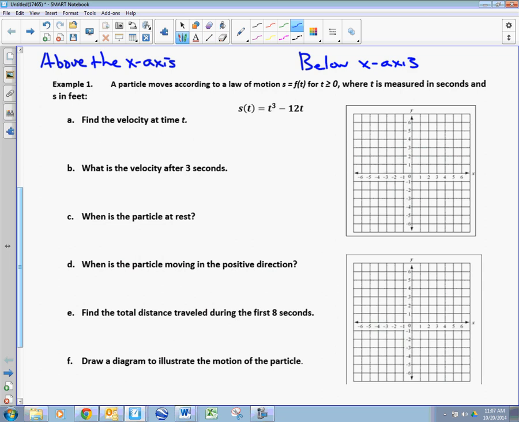Find the velocity at time t. Let's write that expression right now. V of t would be equal to what? 3t squared minus 12, because velocity is the derivative of the position. What I'm going to do now is sketch both of these graphs. This is my position function, and this is my velocity function.